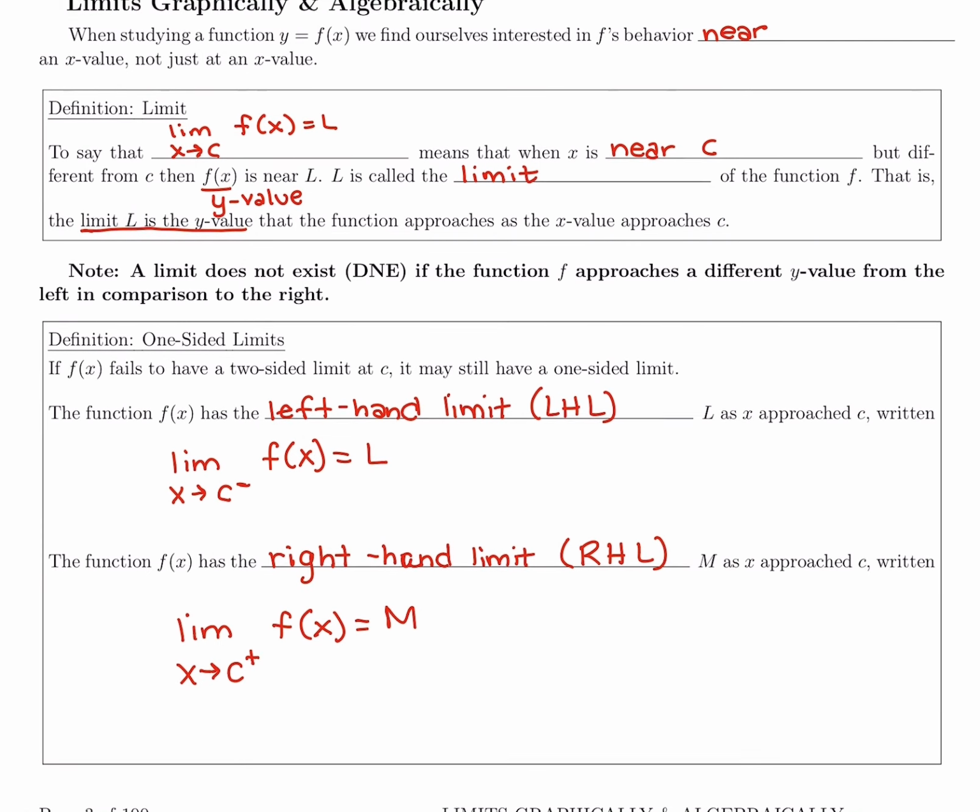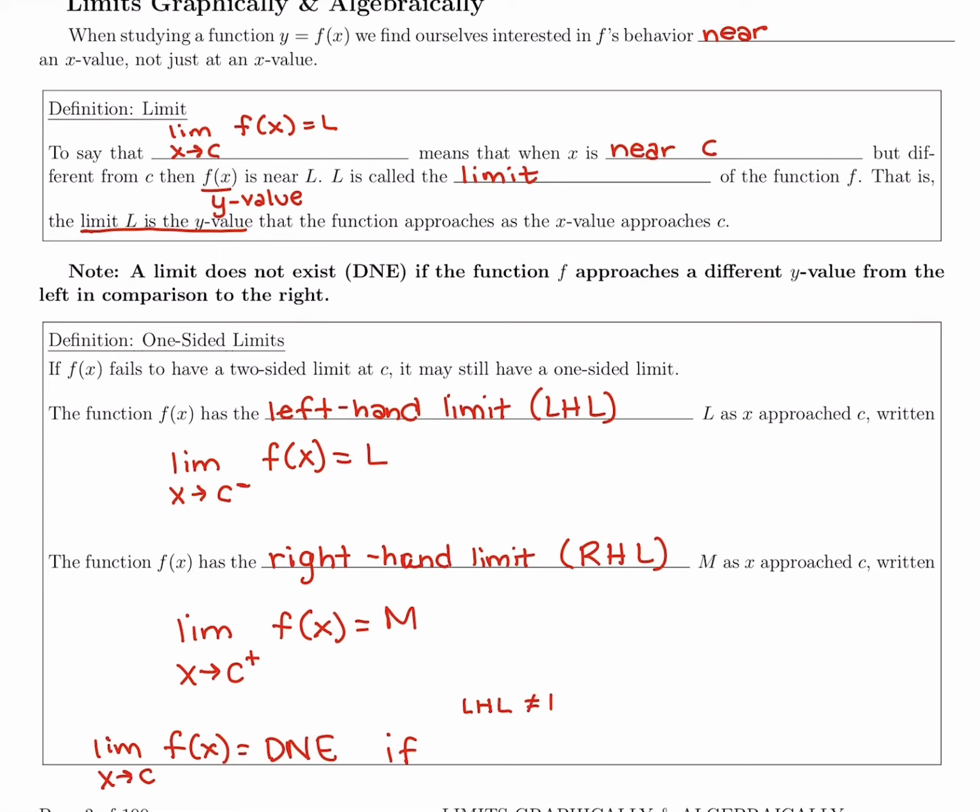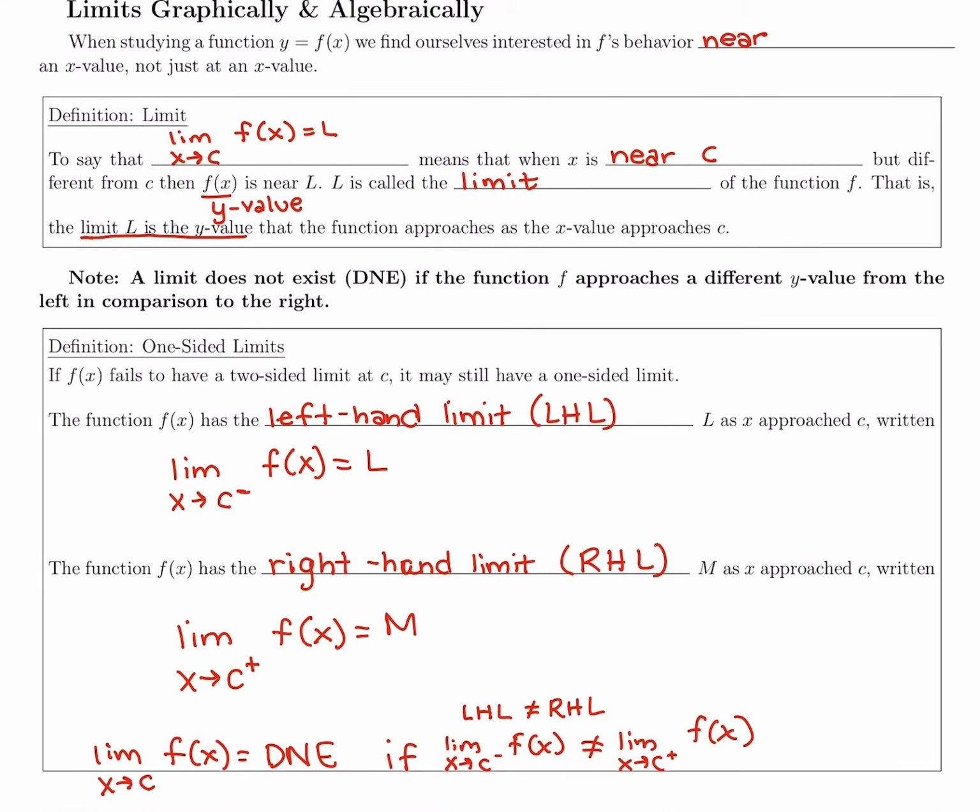So we have a little space here. We're going to say, right under here, the limit as x approaches c of f of x equals DNE if the left-hand limit, I'm going to write it out in letters up here, is not equal to the right-hand limit. Or in other words, the limit as x approaches c from the negative side of f of x does not equal the limit as x approaches c from the positive side of f of x. We have to come to the exact same number or else the two-sided limit does not exist.